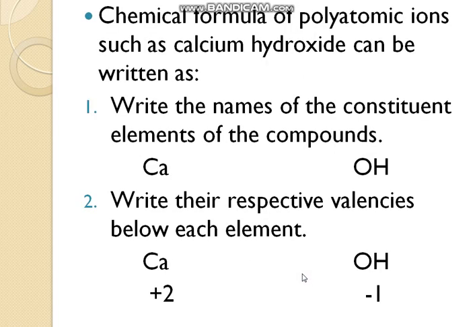The chemical formula of a polyatomic ion compound such as calcium hydroxide can be written as follows. How can we write the chemical formula of calcium hydroxide? First write the symbols of the constituent elements of the compound, here Ca and OH. Then write their respective valencies below each. The valency of calcium, Ca, is +2, and OH has valency -1.